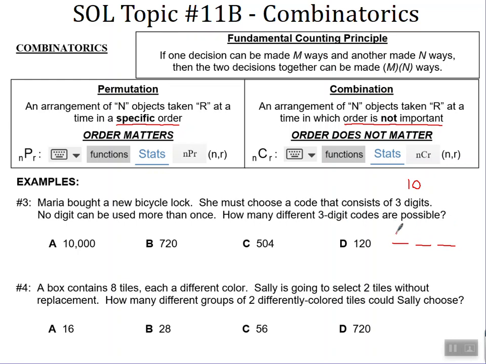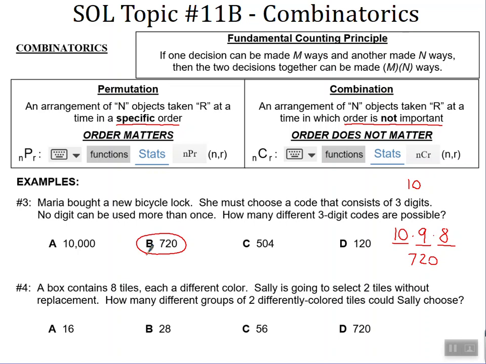So to pick the first digit, well, we have 10 digits, and any one of those 10 could be my first digit. But it does say that no digit can be used more than once. So once I've picked the first digit, I only have 9 digits left to pick the second digit. And once I've picked the first 2 digits, I only have 8 digits left to pick the third digit. Each one of those events multiplied together gives me 720 different ways. And that is answer choice B.